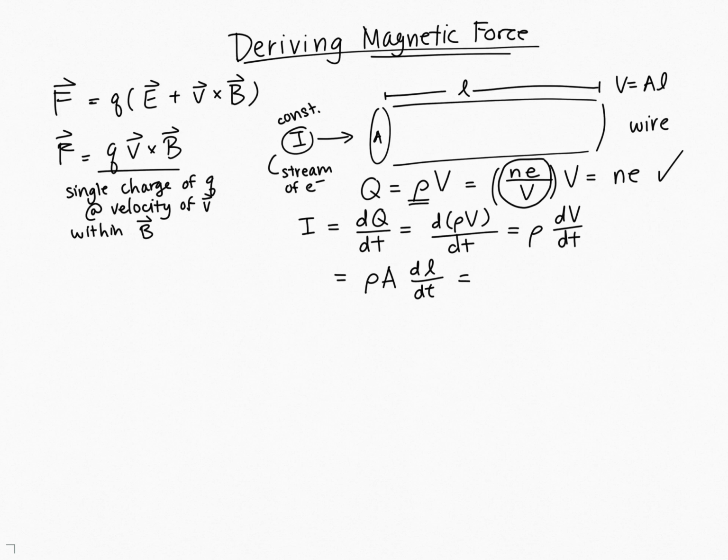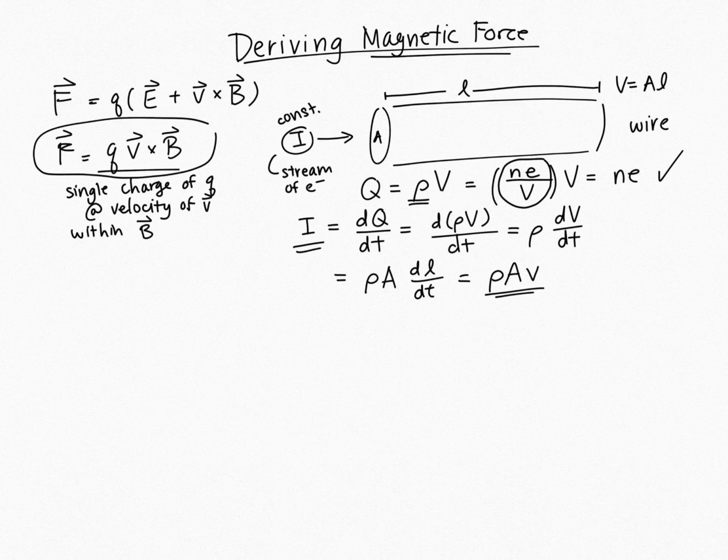Now what is dL over dt? Well, it's distance over time, so it's really just a velocity. It's the velocity of those moving charges. So we have that I is rho times A times V. And in this case, this V is going to be the V of the velocity, not the volume. So we have that I equals this.